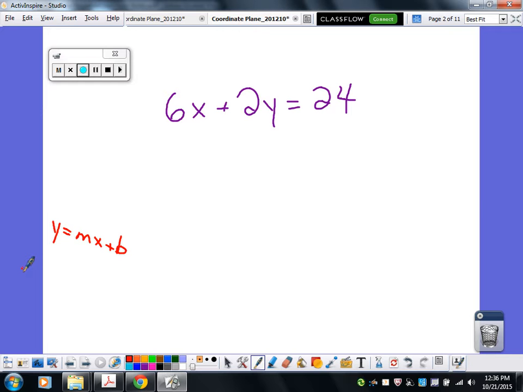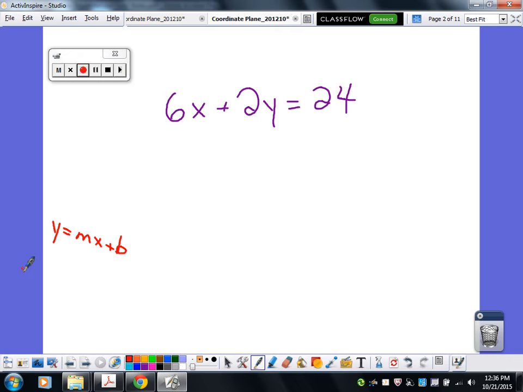Which of these variables is by itself? The y. The y is the only thing on that side of the equation. So when we put things in slope-intercept form, we want to isolate the y. We want to get the y by itself. And right now, is the y by itself? It is not. So I got to get it by itself.